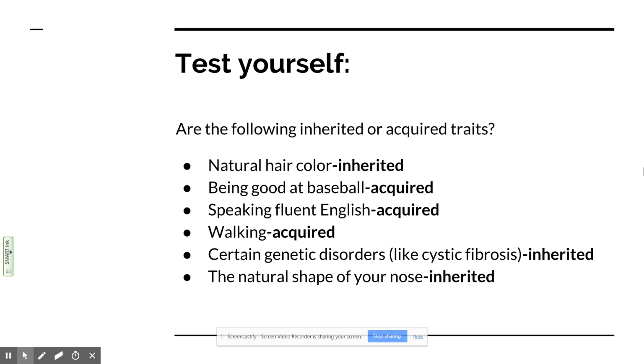Certain genetic disorders like cystic fibrosis, those are inherited because they come from your DNA. And the shape of your nose would be inherited because it comes from your DNA.